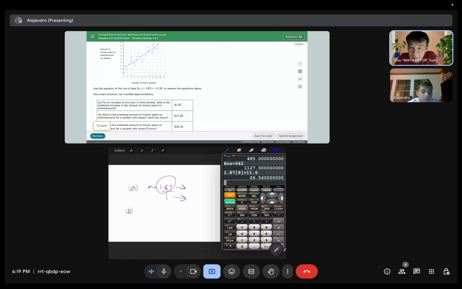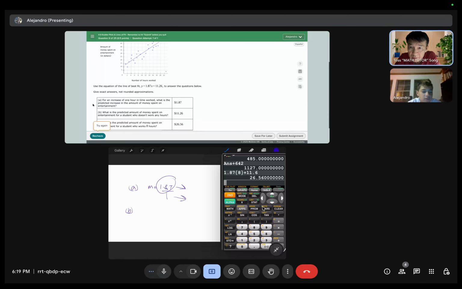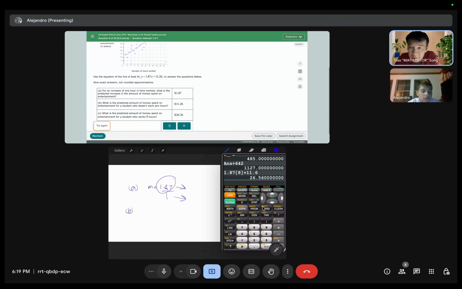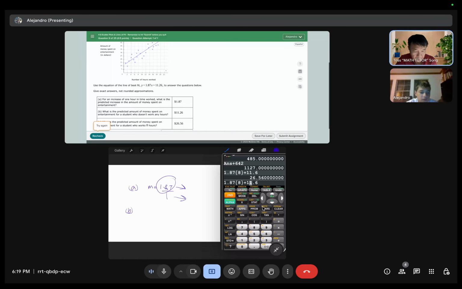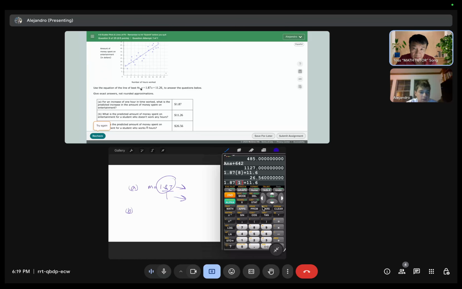For an increase in 1 hour in time worked, what is the predicted increase in amount of money spent? So it's basically your, oh, I see. They're talking about 1 hour in the equation. So you have to plug in 1. I thought they were talking about the slope. It's too small for me. See the 1 here? I'm going to plug in 1.